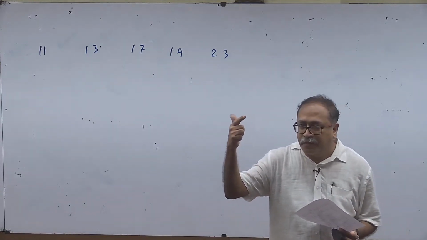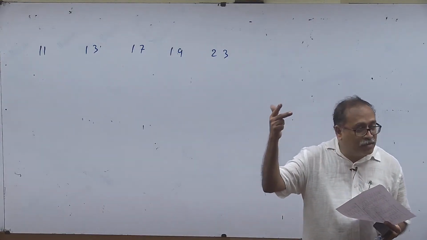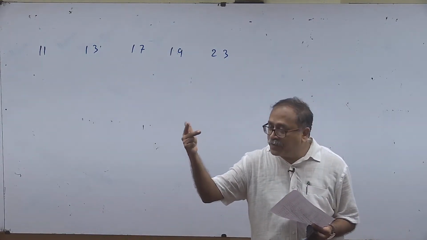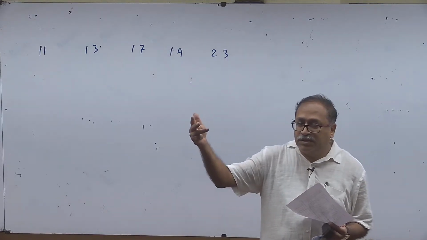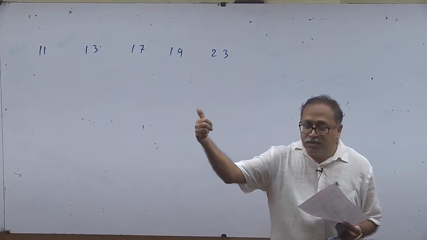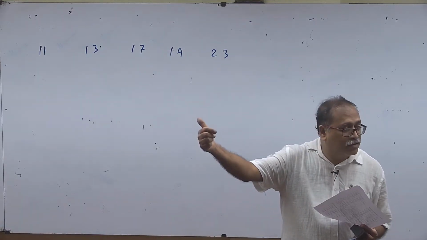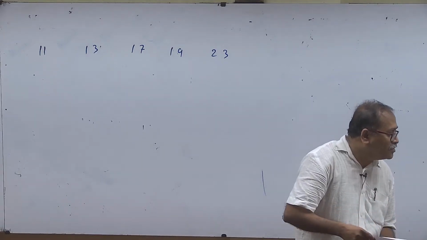67. 70. What about 71? It's also a prime number. 73. That's right. In the 80s, 83. 89.